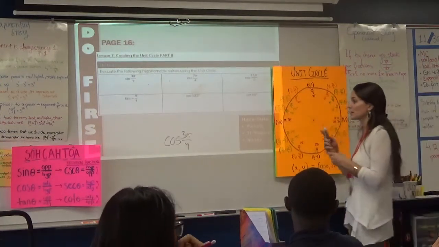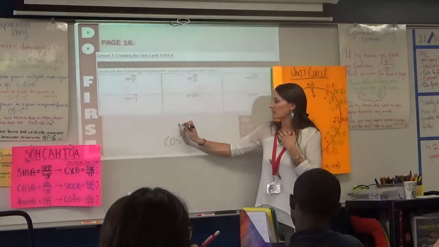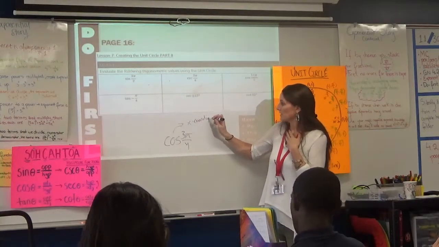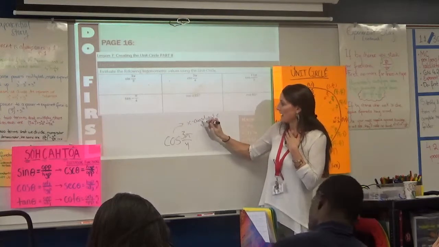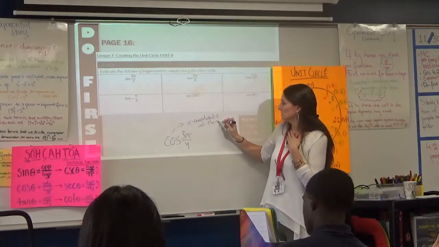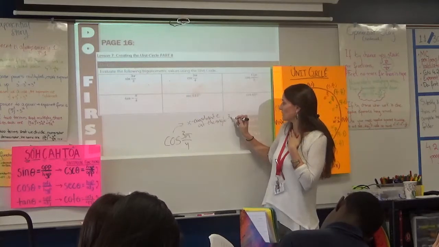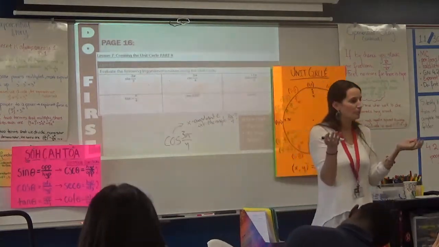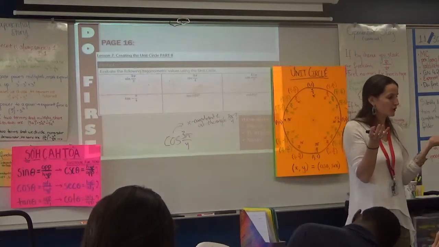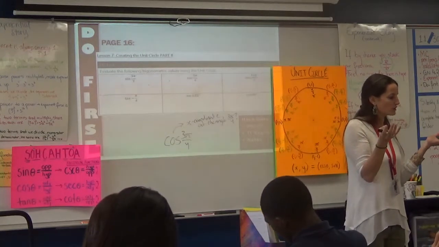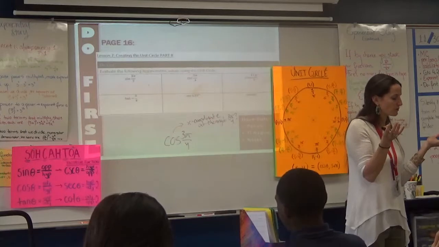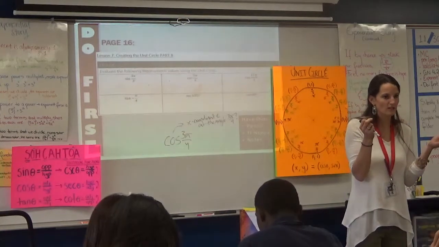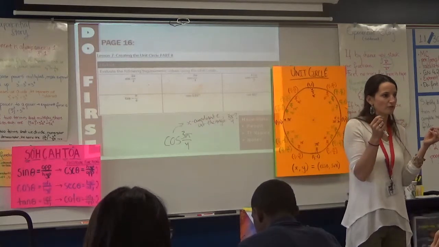So when you see something like this, we're translating it in our head to: what is the x coordinate at the angle 3 pi over 4? Okay? So then everyone right now point at 3 pi over 4 on your unit circle. From all the things you filled out yesterday, find where 3 pi over 4 would be located. It's in quadrant 2 as a hint. Find 3 pi over 4.